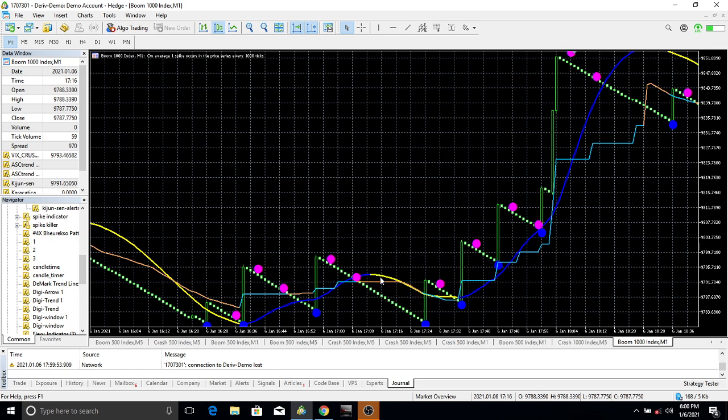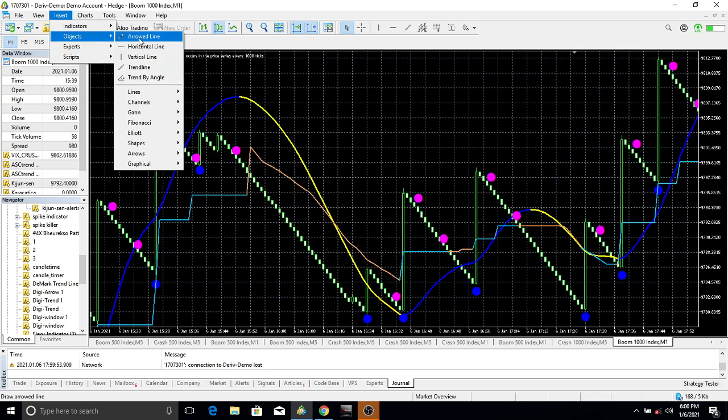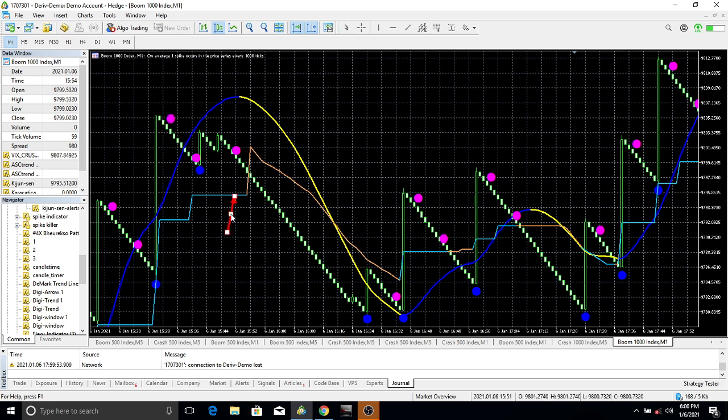Look at the color changes. The color changes from right here. The color also changes at this point. Color change here, color change here. You can take at least 5 to 10 candles here. Also here, color changes here and here. You can enter and take 5 to 10 candles with that.